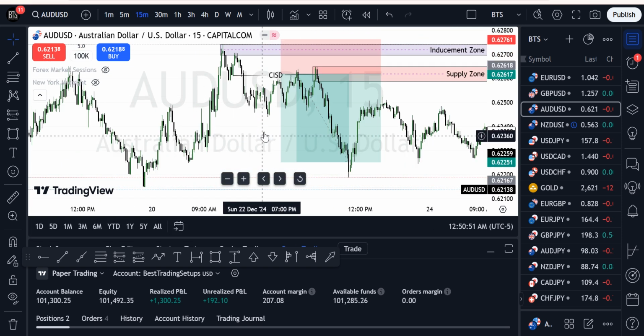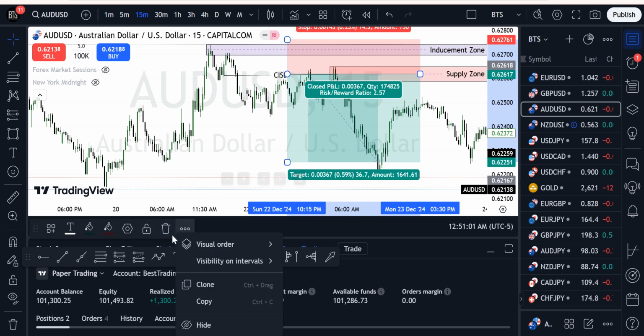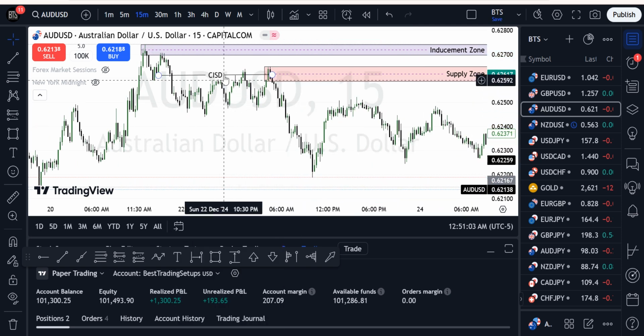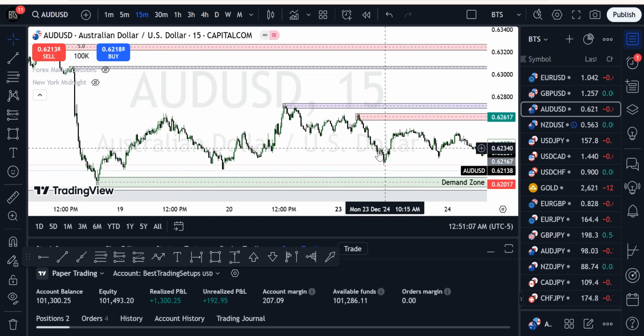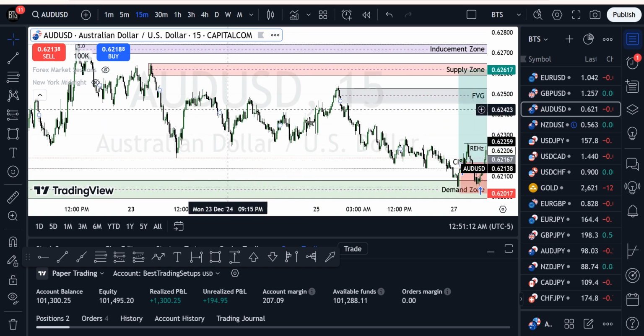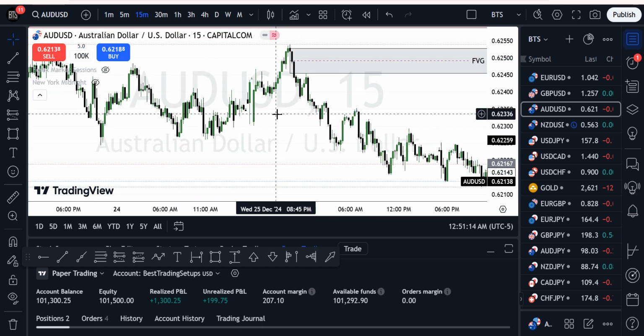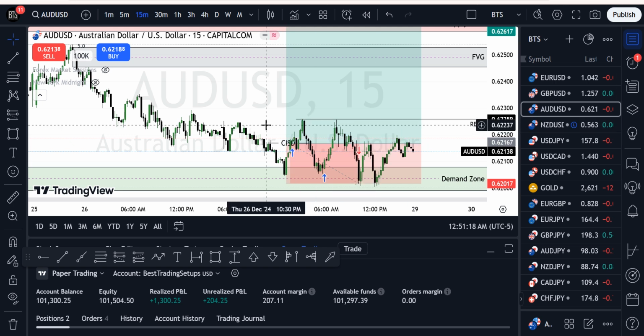That's it. So that's just how you can use your change in state of delivery or continuation in state of delivery. So for me, sometimes I like it to be the continuation in state of delivery, which is if we're in a bearish trend, I want to continue to see lower lows and more bearish markets. So that is that for the explanation.